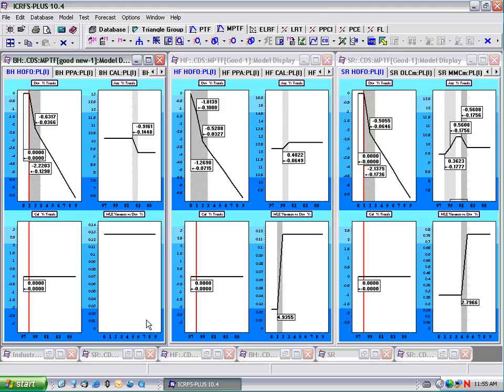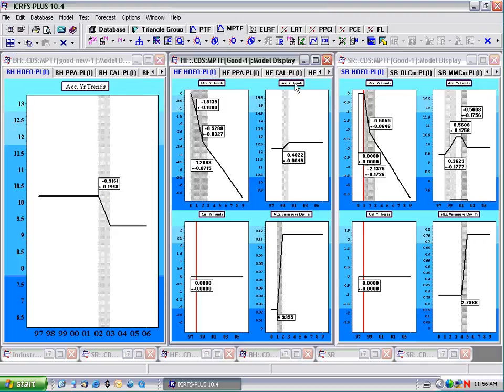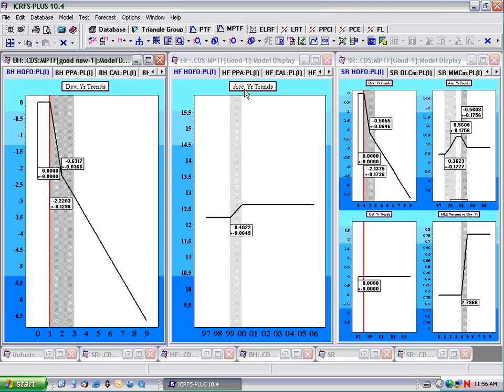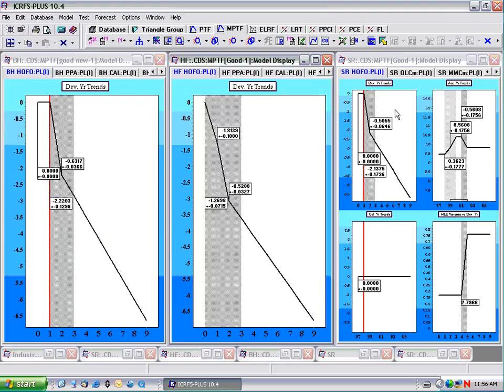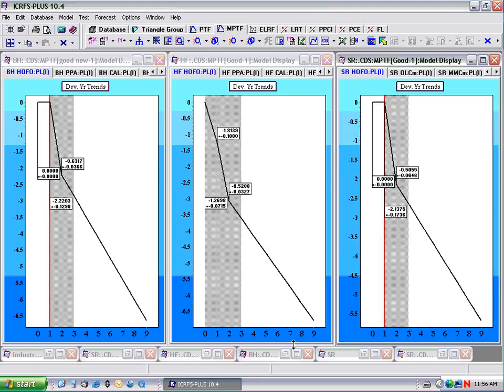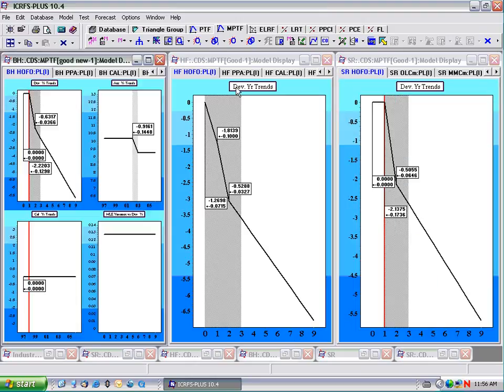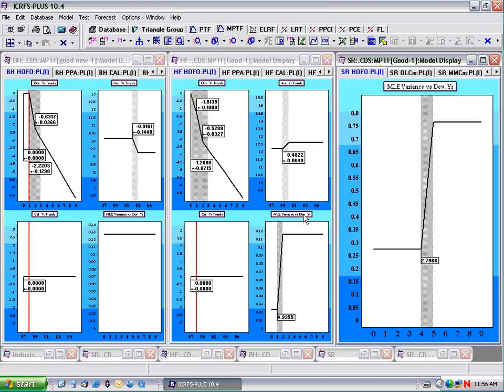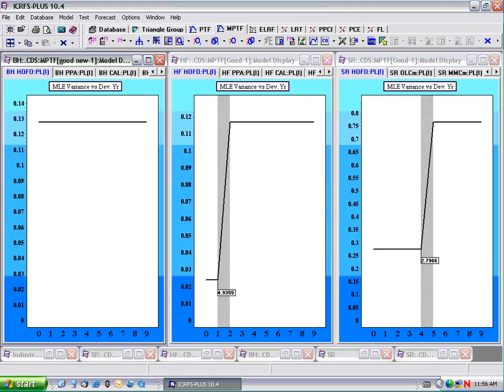Let's see. The accident year trends are different. The runoff for HO and FO is pretty similar. Okay, and each one has a 0 calendar year trend, but process variability is different for each. It's specific to that mix of business.